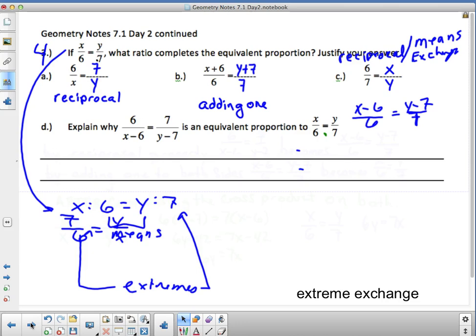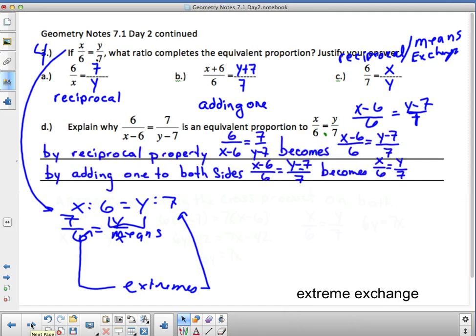Now, could I use adding 1? Would adding 1 make sense here? Because remember, the adding 1 property really comes down to me just adding the denominator to the numerator. So if I take the one on the left, x minus 6, and add the denominator to it, x minus 6 plus 6 is just x. And do the same thing here. Y minus 7 plus 7 is just y. So all I'm doing in this property is that.